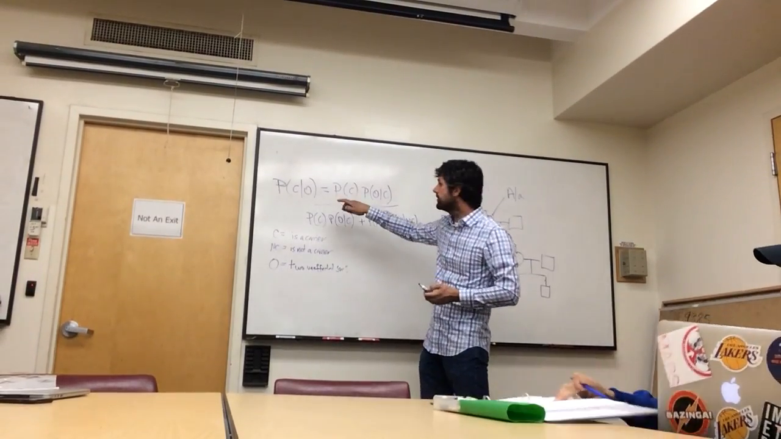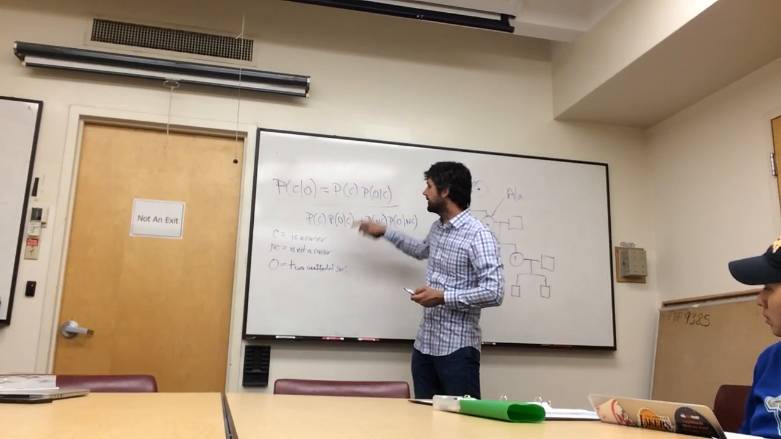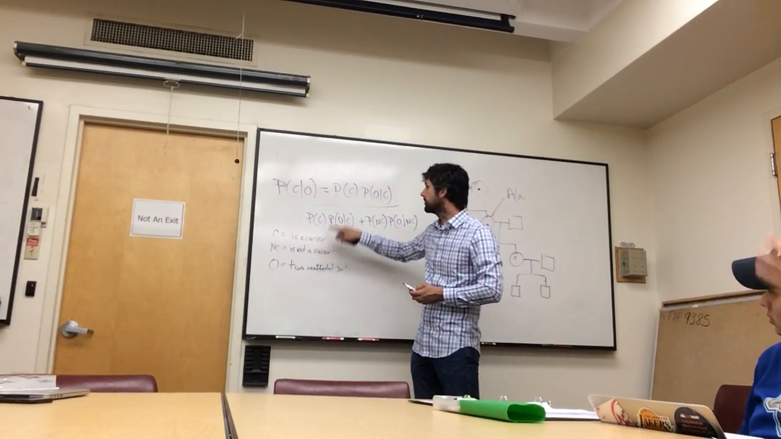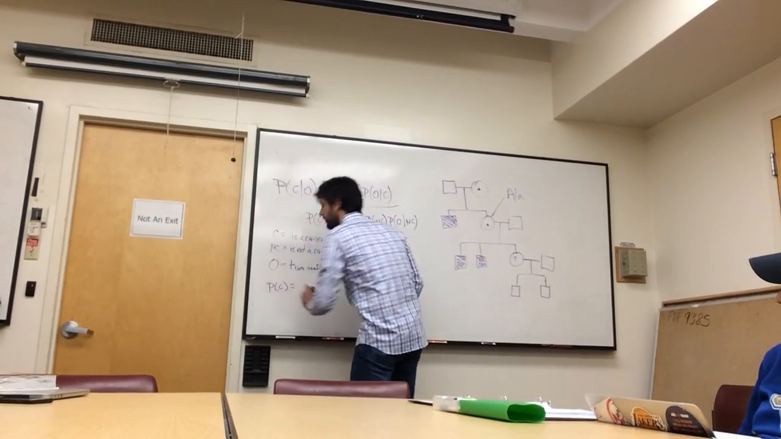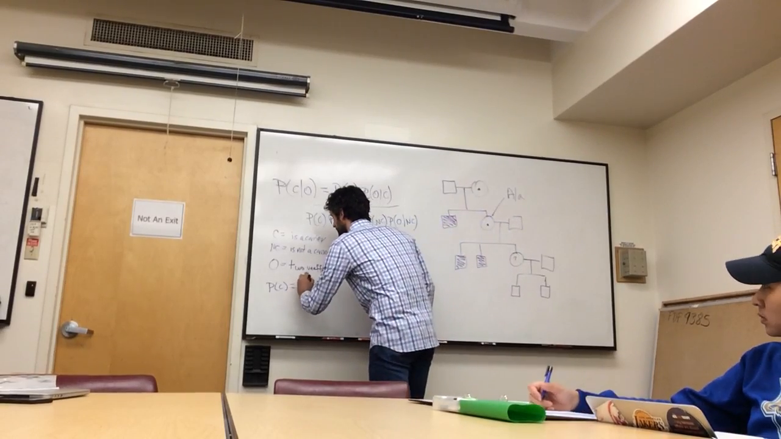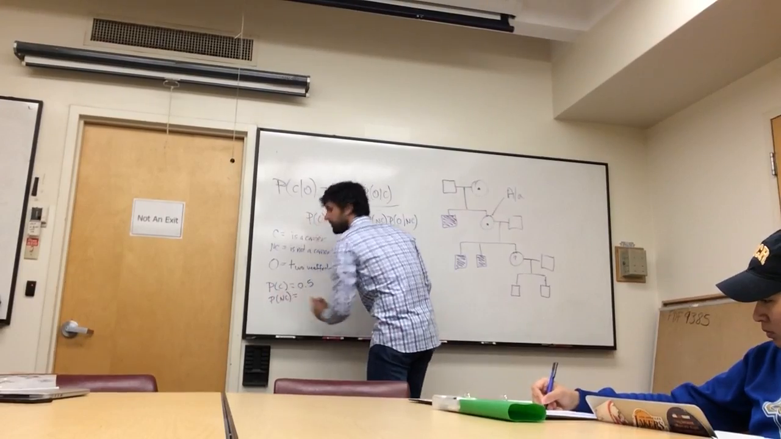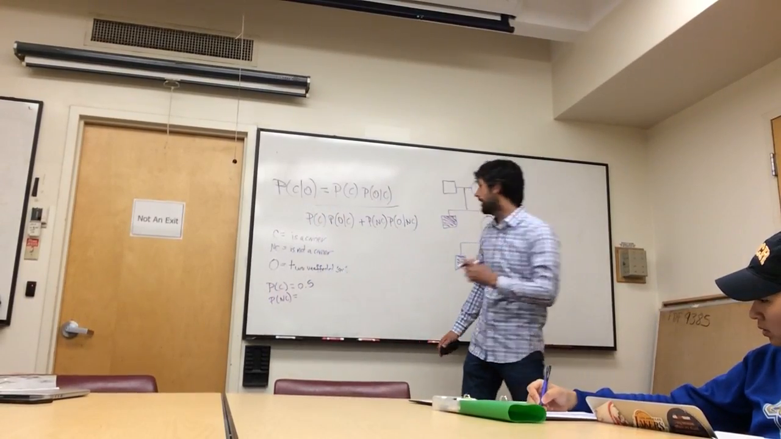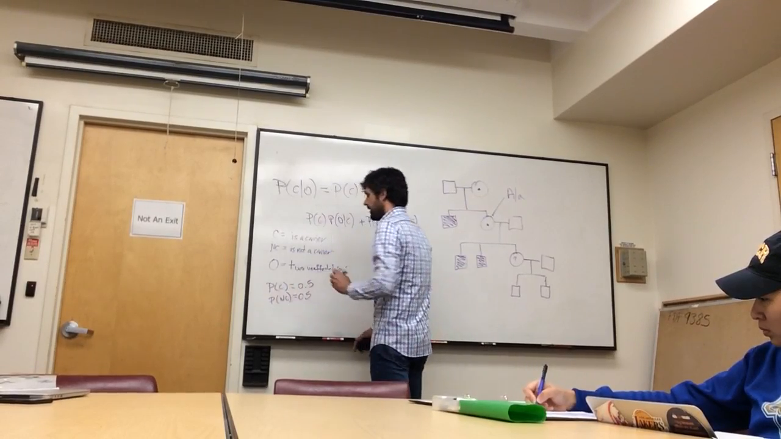So now if we read something like this, we're saying probability that she is a carrier. So PC is the probability that she is a carrier. And we already decided that was 1/2. So the probability that she is not a carrier is 1/2, right? She could have gotten a big A allele from mom.